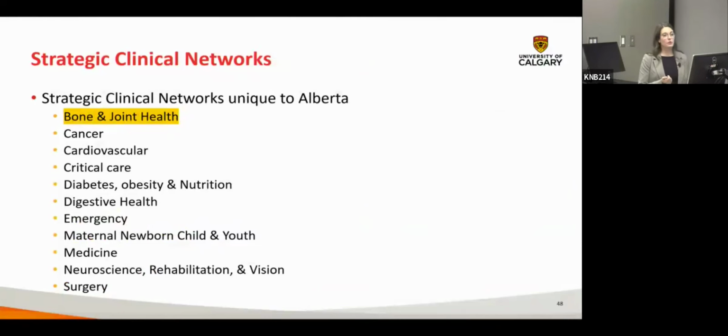And so I'm a part of the Bone and Joint Strategic Clinical Network. And so these are focused networks on improving health aspects within each of their specific areas. So if anyone's interested, there are a number to look at. The application is coming due soon, but it has been a really nice opportunity.